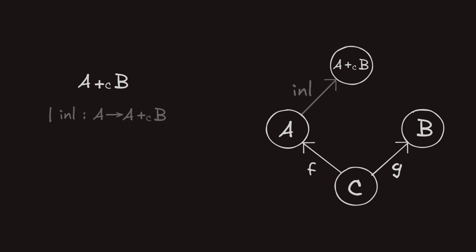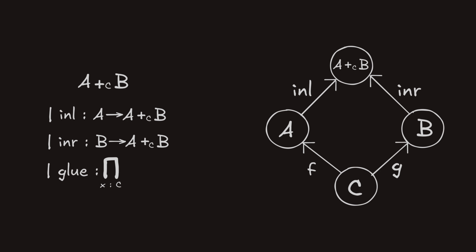We have a left injection from A to the pushout. We have a right injection from B to the pushout. And we have a dependent path constructor glue, such that given an x in C, there is a path from the left injection of f of x to the right injection of g of x.